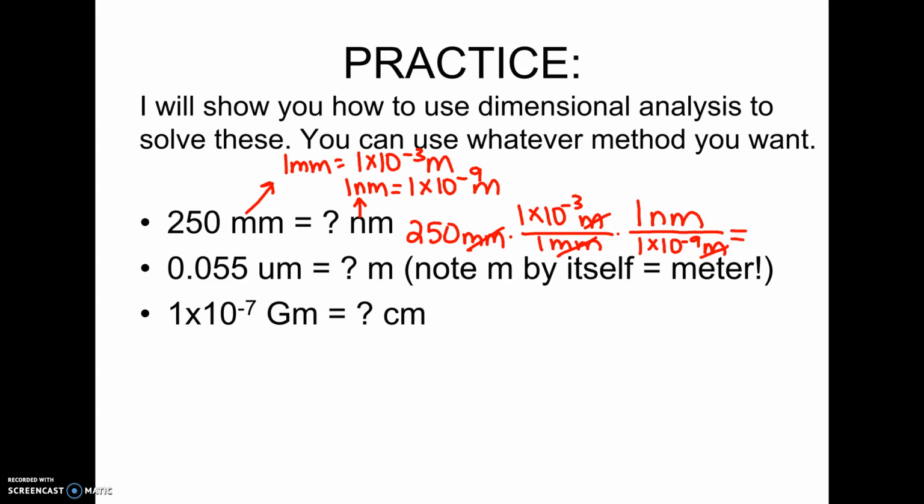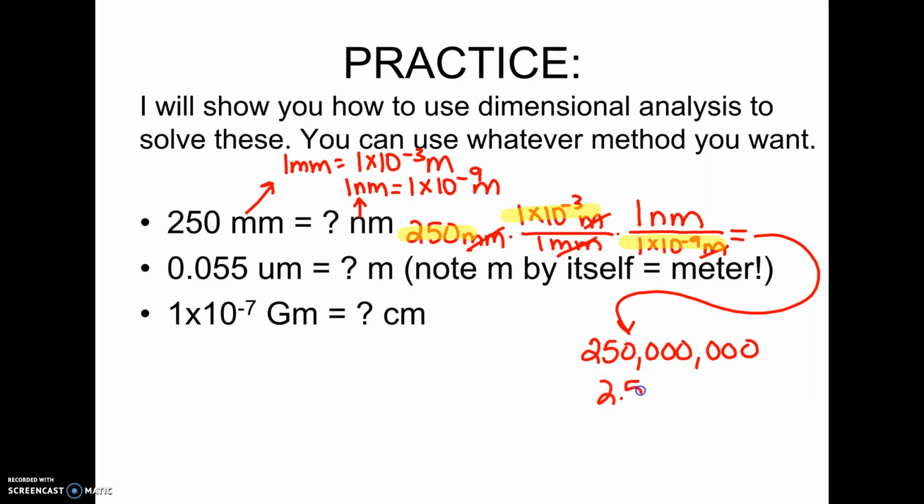And if you plug that into your calculator, you would do 250 times 1 times 10 to the negative 3, then divide your answer by 1 times 10 to the negative 9th, and your calculator may or may not give this to you in scientific notation. It might give you 250 million, or it will give you 2.5 times 10 to the 8th, and that was nanometers.